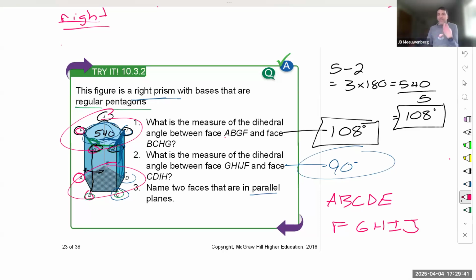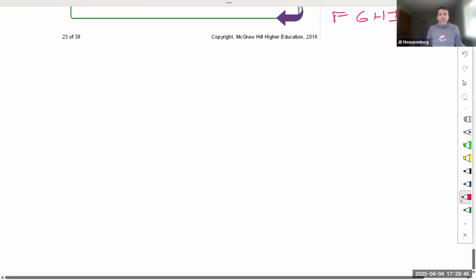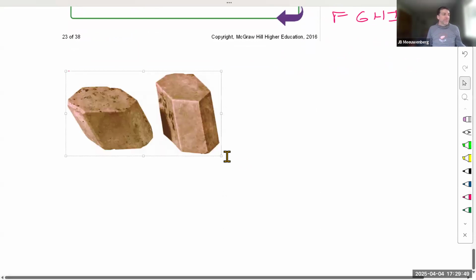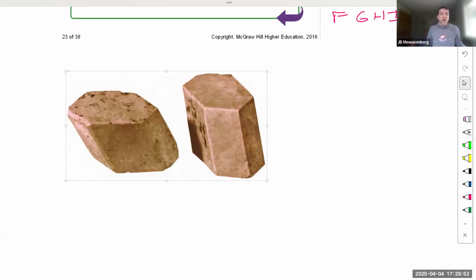Okay, so there's a little analysis of some polyhedra. Again, these things do occur naturally, which I think is pretty fascinating. Those are two oblique hexagonal prisms that are crystals, and they grow just like that. The next one we'll look at is a cone.